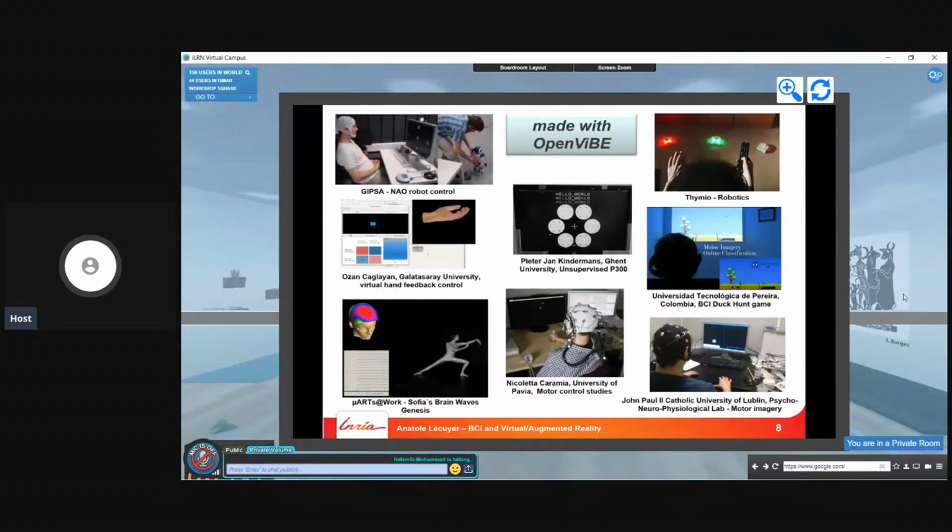Some examples of systems or applications based on OpenViBE here. If you type OpenViBE on YouTube, you'll find lots of examples ranging from artistic creation to motor studies or psychological or neuroscience studies, robotic control, video games, etc. There are lots of examples if you want to have a look.